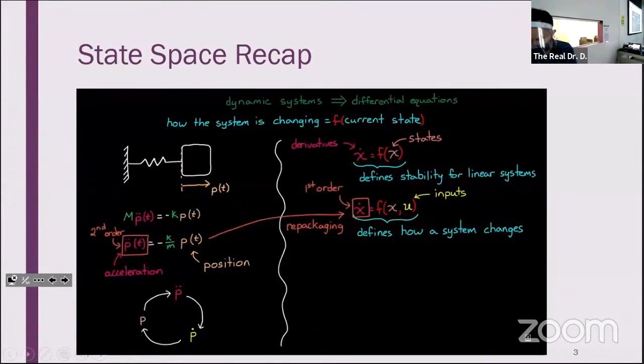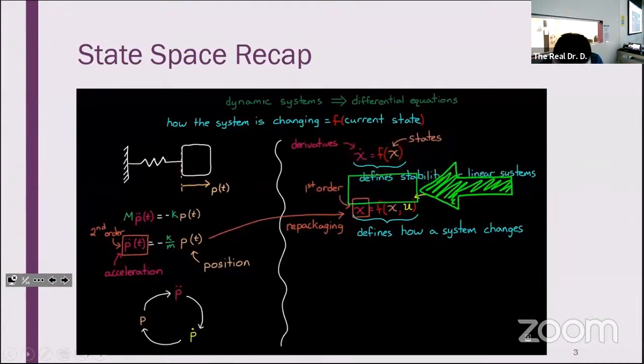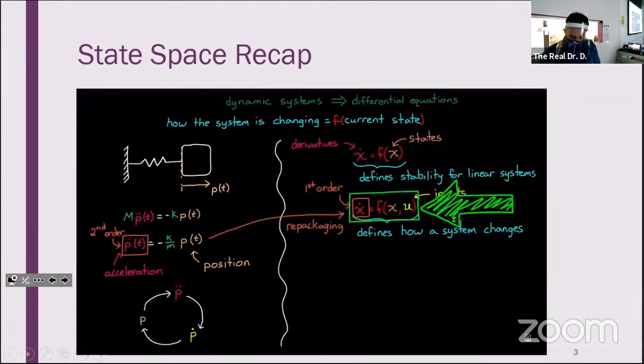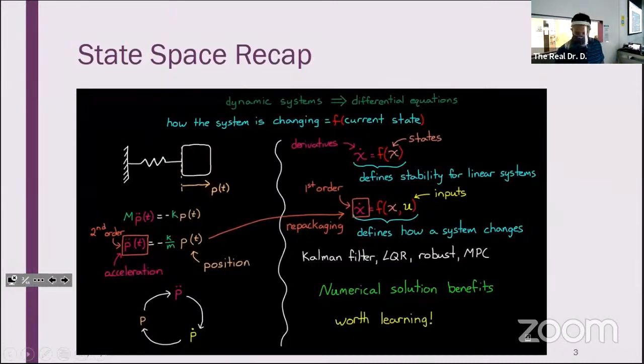This repackaging can make the system easier to analyze because we can look at the underlying behavior of the interconnected system as well as how the system is affected by external inputs, even multiple external inputs, which is really powerful. There are also a lot of control techniques that are built on state space models, like Kalman filtering, LQR control, robust control, and model predictive control, to just name a few. There are also numerical solution benefits when simulating your system as a state space model, since you build the vector of the derivatives first and then integrate the whole vector to get the states. So all in all, they're pretty awesome and worth learning.